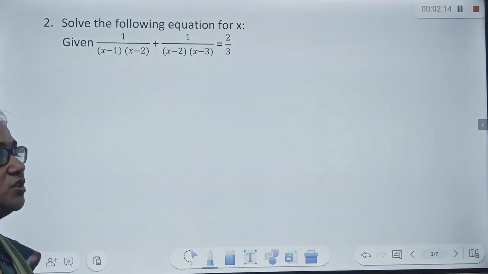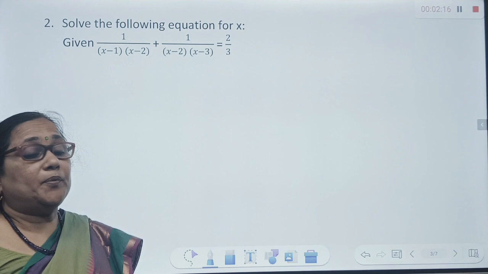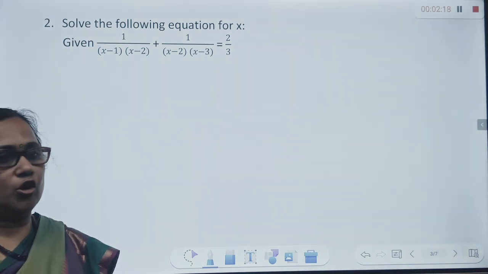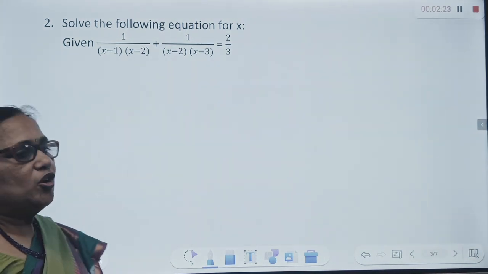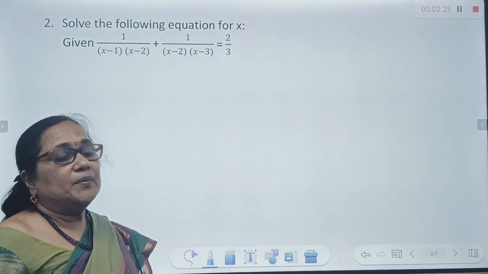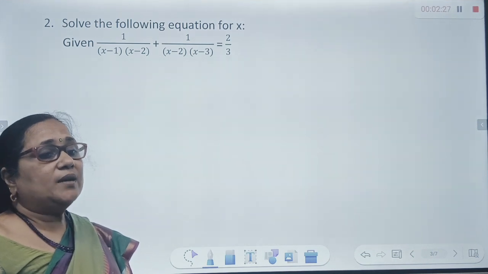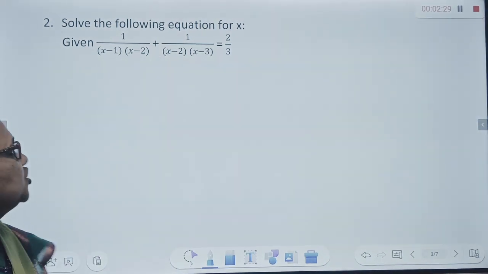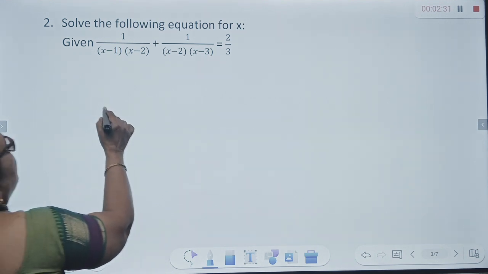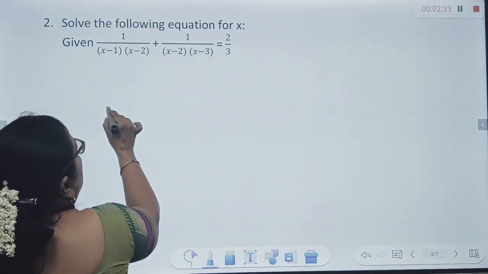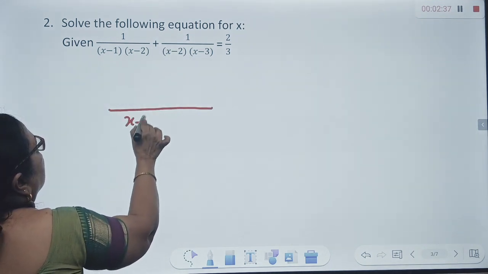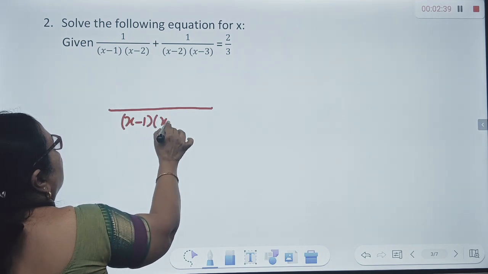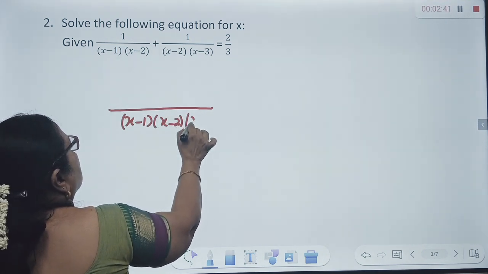Now, we have also seen when we were analyzing whether a particular equation is quadratic or not, that sometimes directly if you look at it, you may not be able to understand or say whether it's quadratic, but you can simplify and then check. So here we are going to simplify and see whether we can solve. So what is the LCM? x minus 1, x minus 2 is common to both. So into x minus 3.